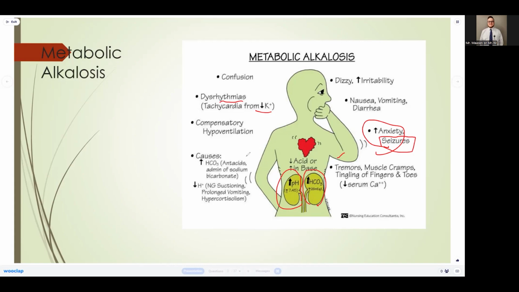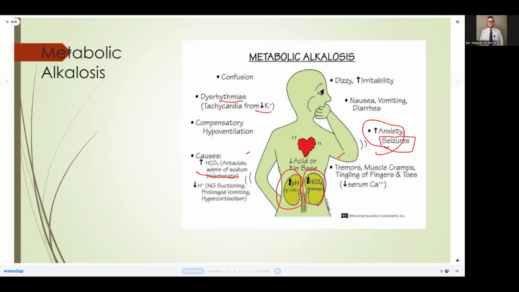Antacids, too many antacids. I'll actually talk about this in a second. Too many antacids, because antacids, Tums, are sodium bicarb. They're trying to reduce the acidity of the stomach to treat indigestion and GERD and burning of the esophagus. And then we do NG suctioning. We suction too much stuff out of the GI tract of the stomach. We suction too much vomiting, and this takes away a lot of acid. And so then the bicarb kind of wins.